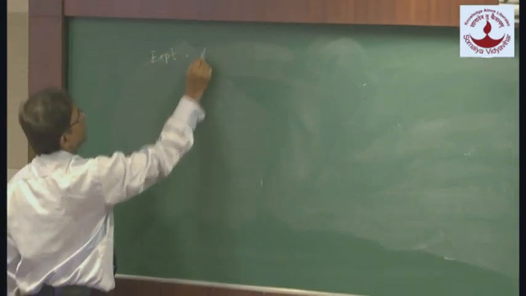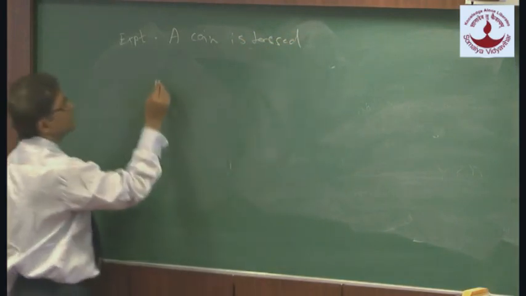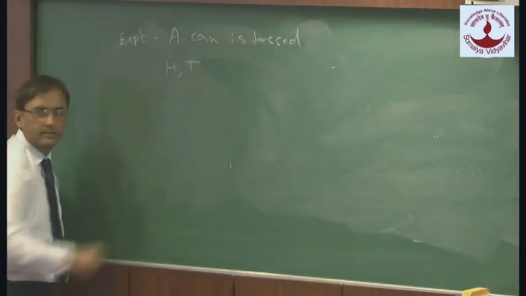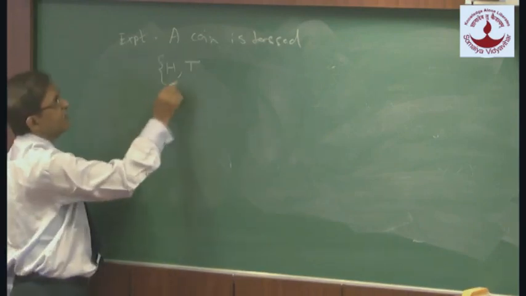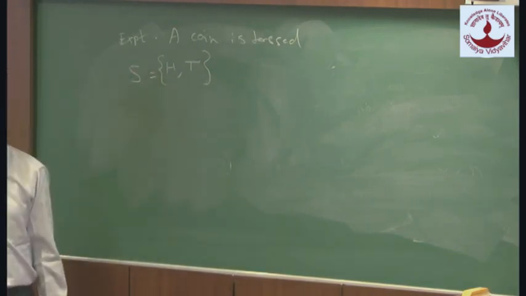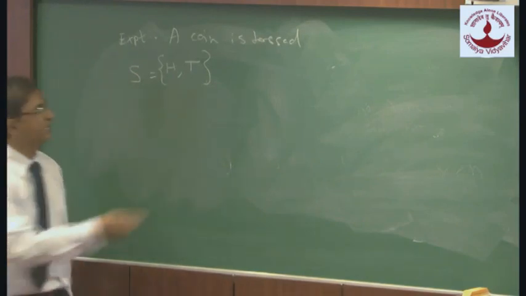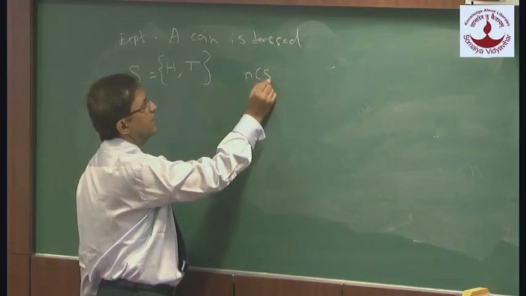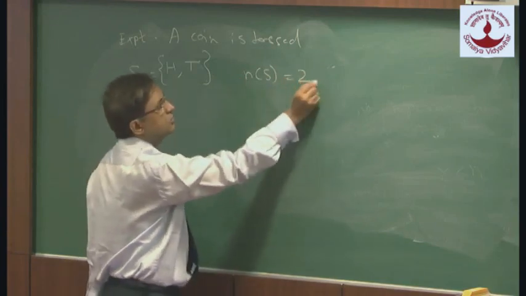So my random experiment is a coin is tossed. Either I will get head or I will get tail. So these two possible outcomes I know in advance, the exact outcome I don't know. Therefore, this is a random experiment, and this set of possible outcomes is the sample space which I am denoting by S. Now, how many outcomes are there? How many elements are there in the set? There are two elements. That is how we write in set notation: n(S), the number of elements in the sample space S, is equal to 2.